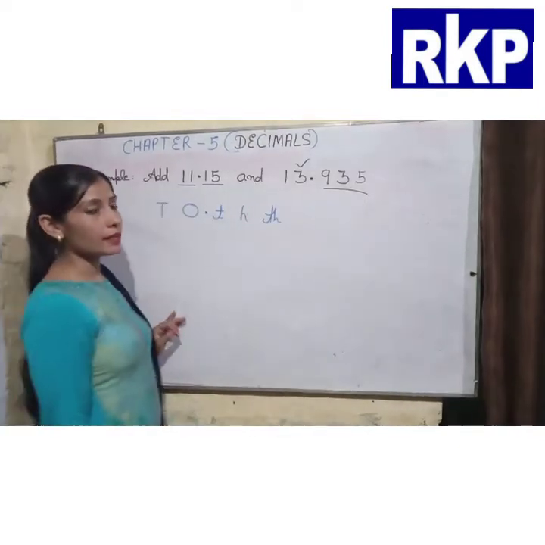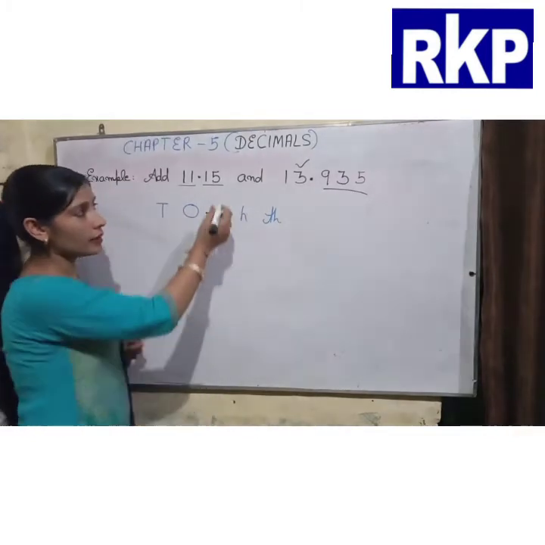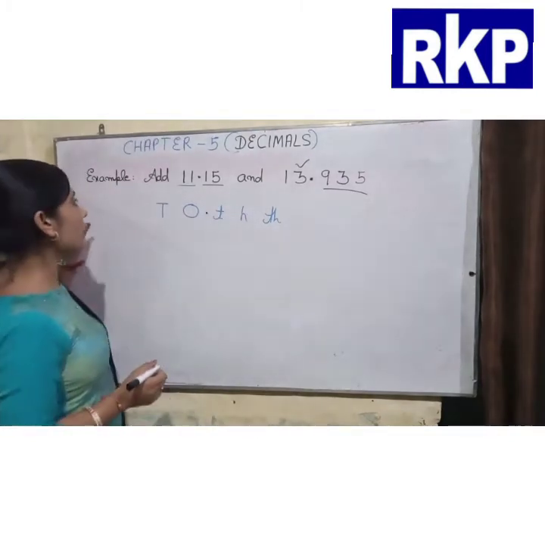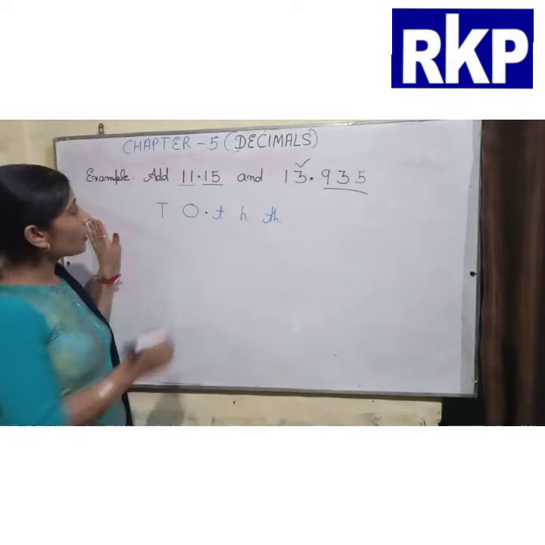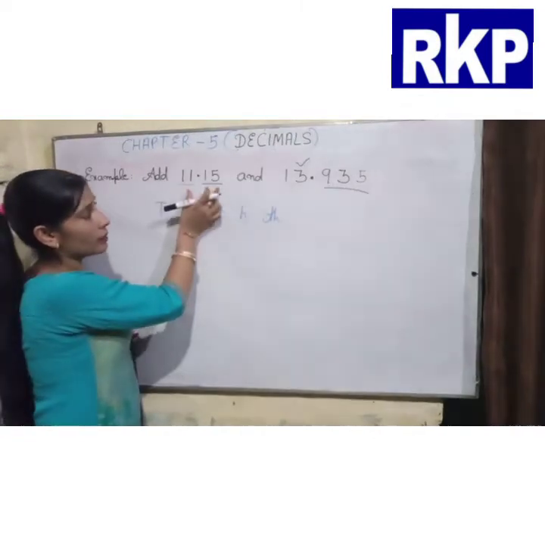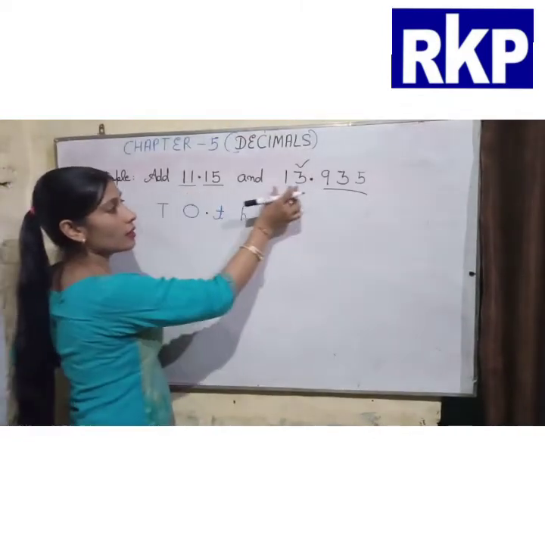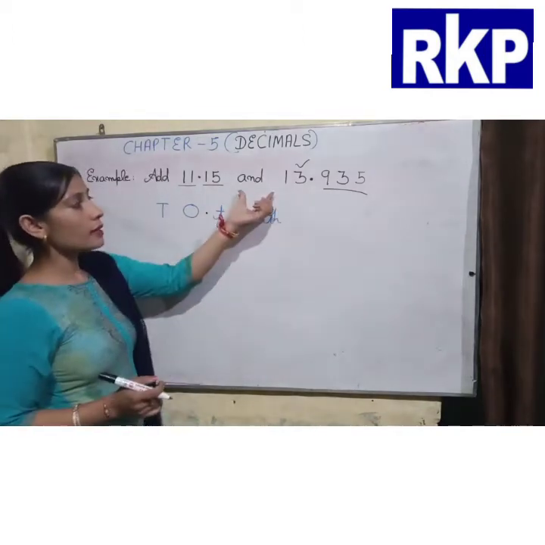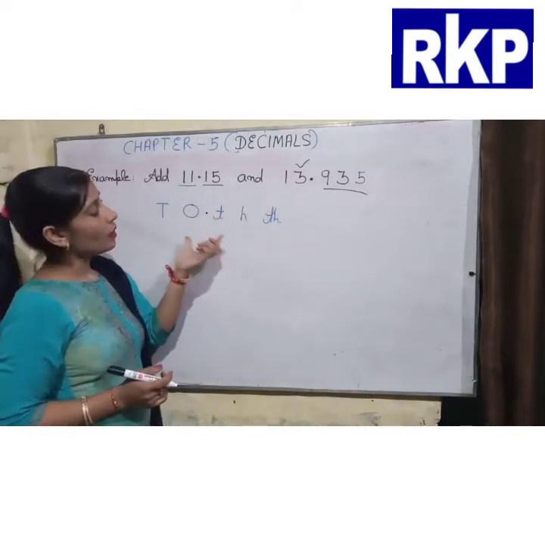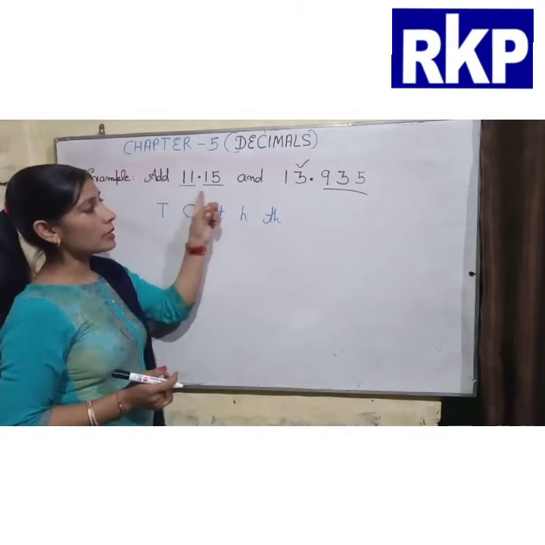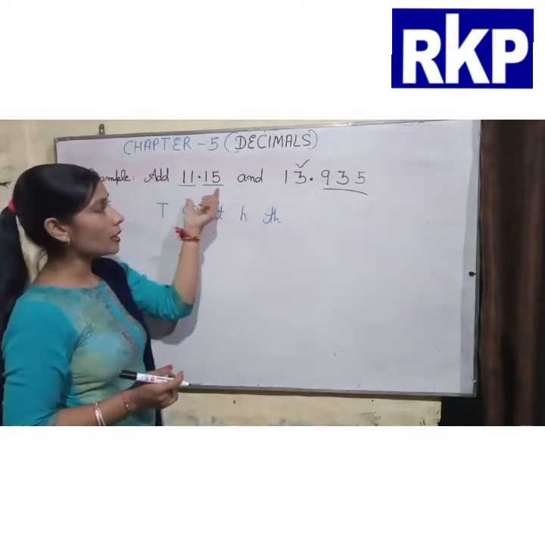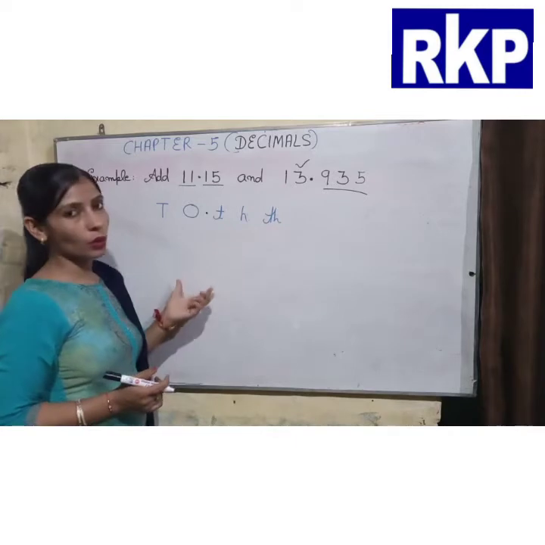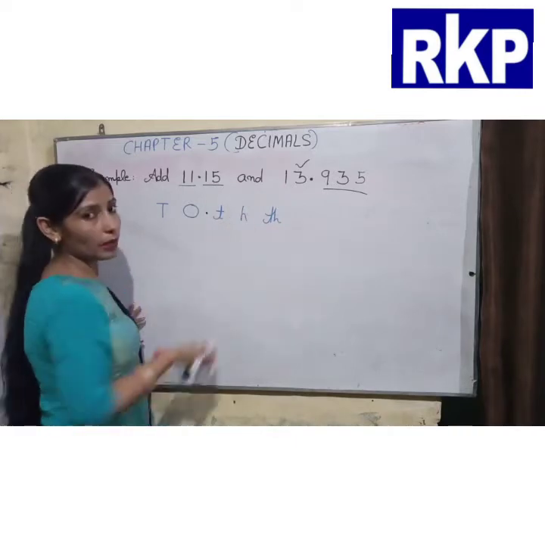Now students, let us see how we can add the decimal numbers. Let us take one example to understand it. Here we have to add 11.15 and 13.935. So let us see how we can add. First of all, we have to arrange the given numbers in a column according to their places.